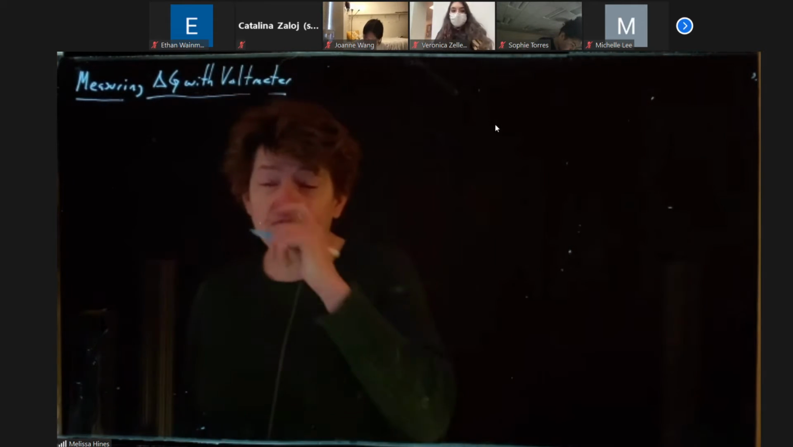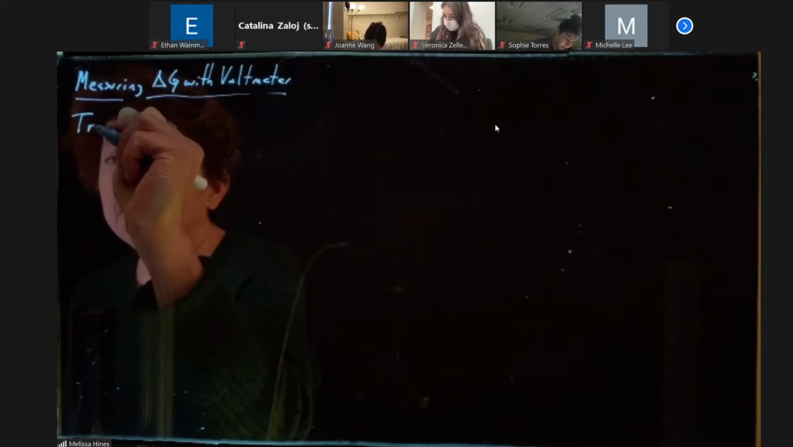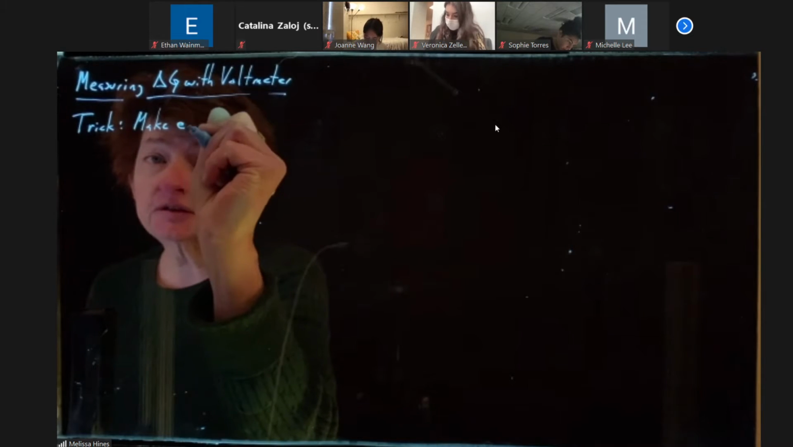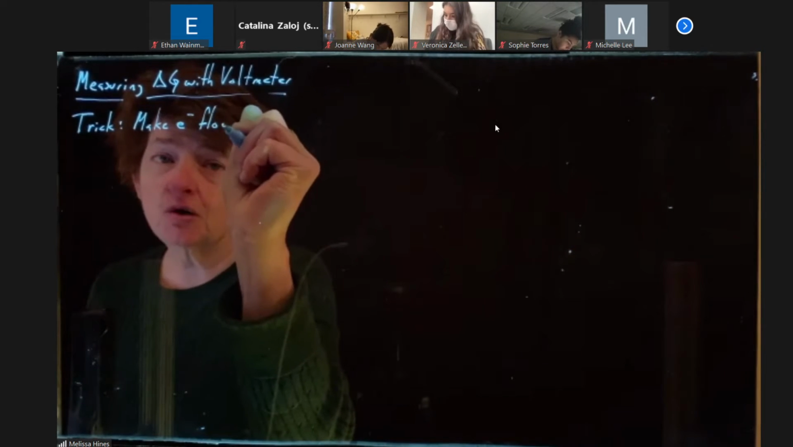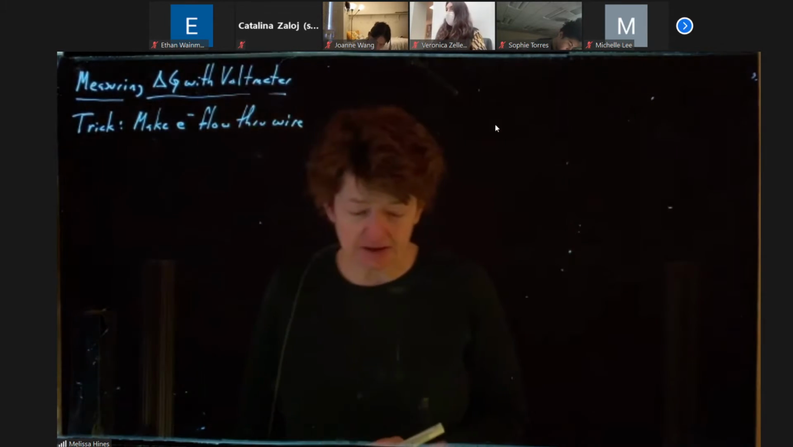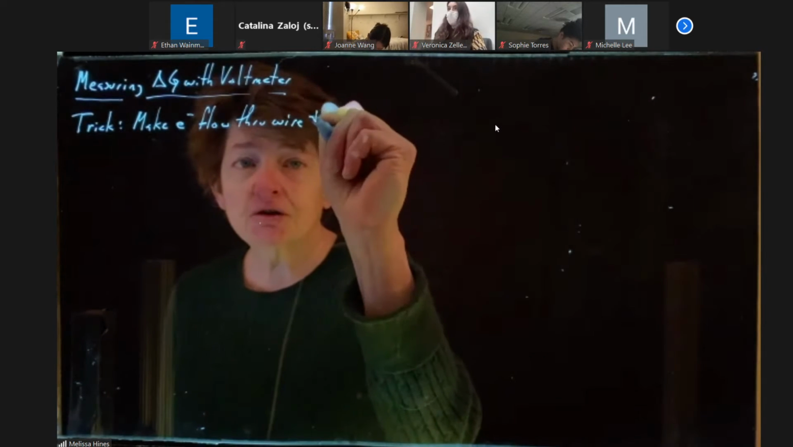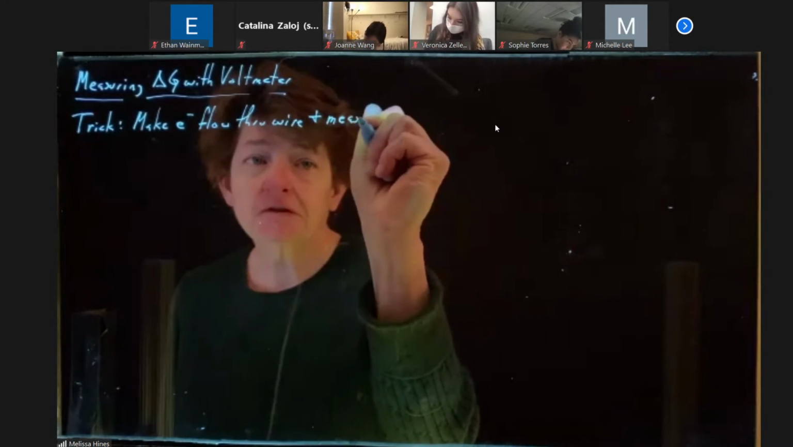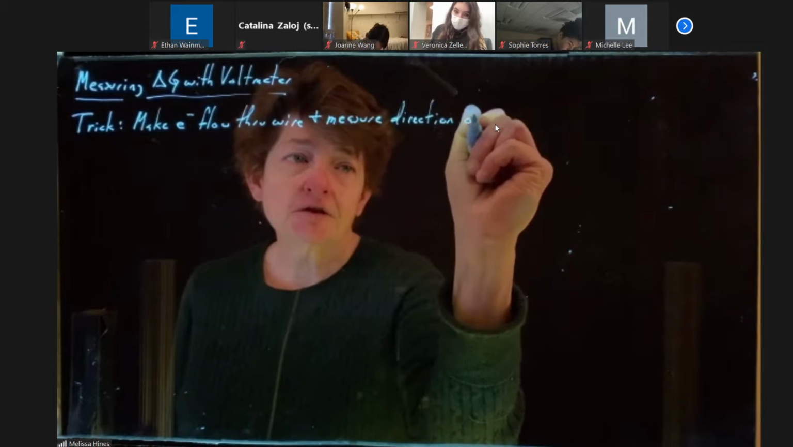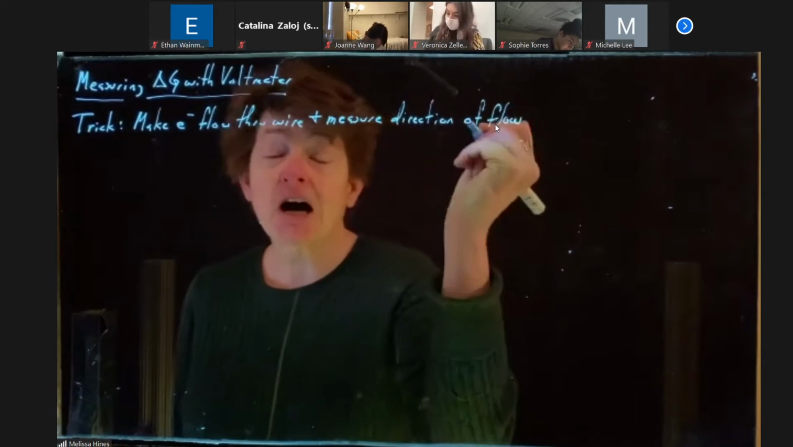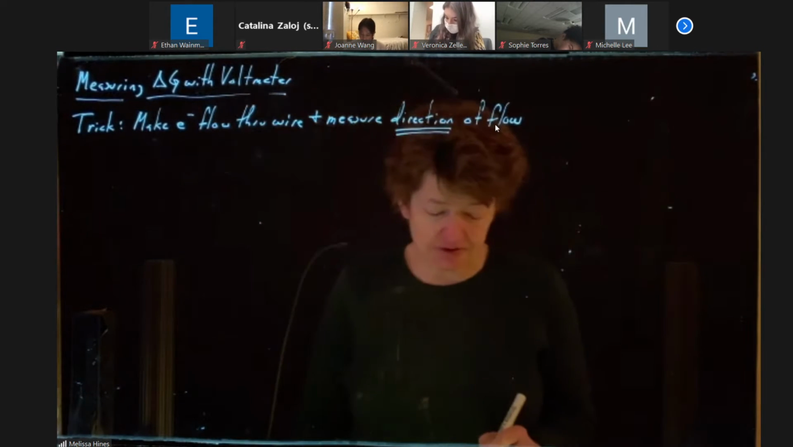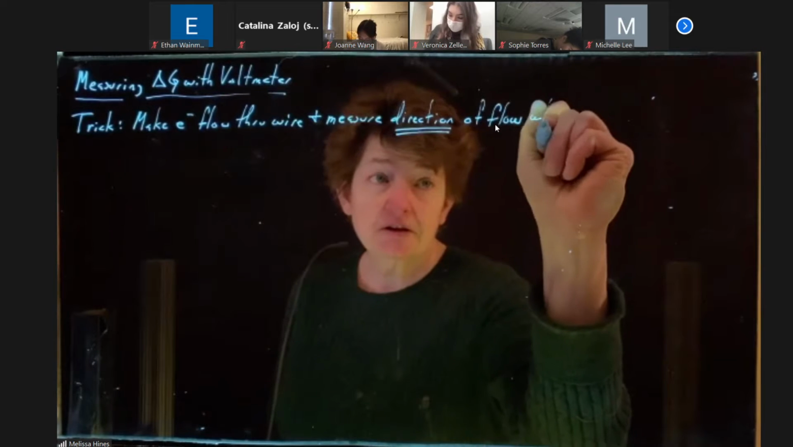The trick is we're going to have to make our electrons go through a wire, okay? So our trick is to make the electrons that are being transferred flow through a wire that's connected to the voltmeter, and we're going to measure the direction of the flow. So are the electrons flowing from the copper to the zinc or the zinc to the copper? We are going to measure the direction of this flow.